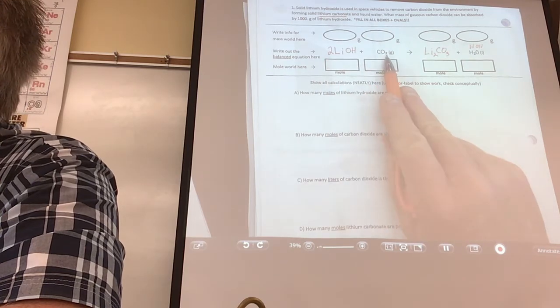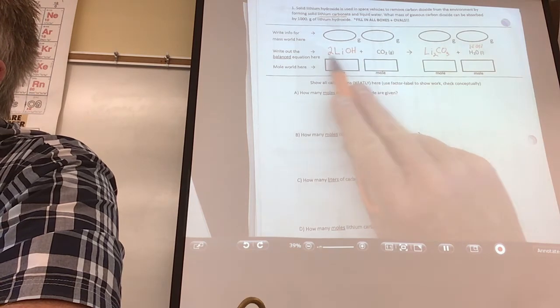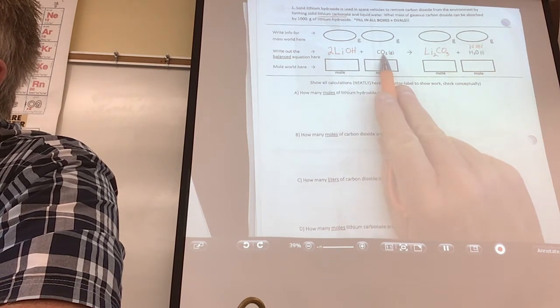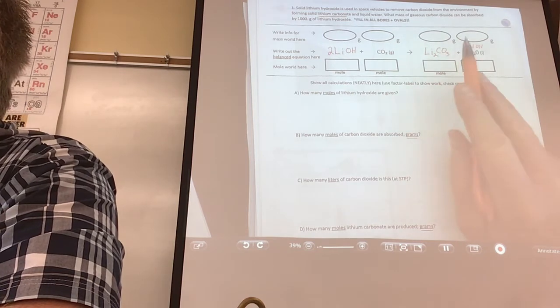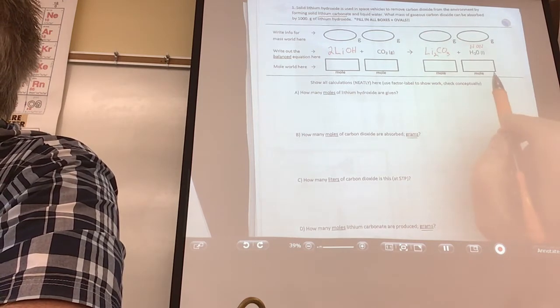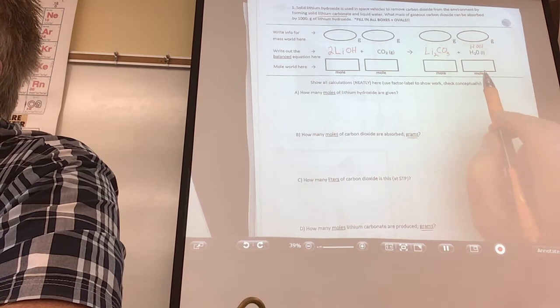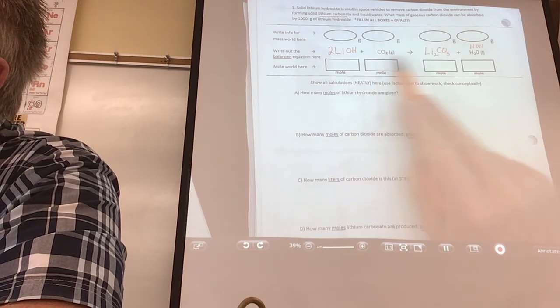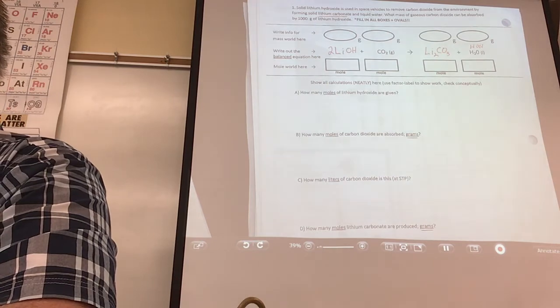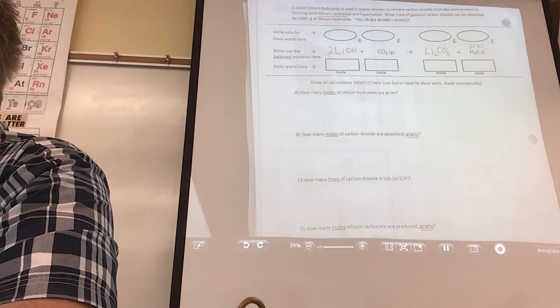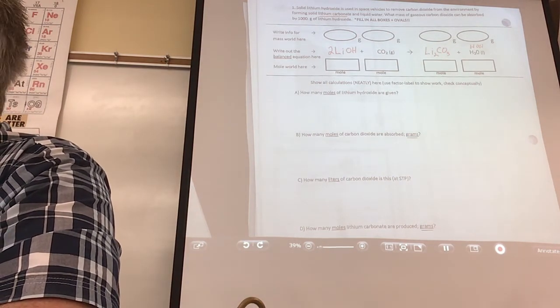But how many more oxygens? There's 2 right there, so 2 oxygens plus 2 more is what? 4. And we have 4 on the other side. Now carbon's the only thing you have to check. What about carbon? Did that work? All right, so is it balanced now?